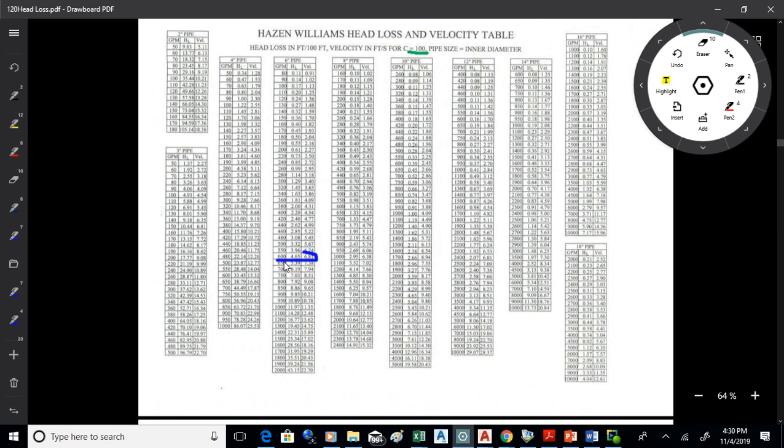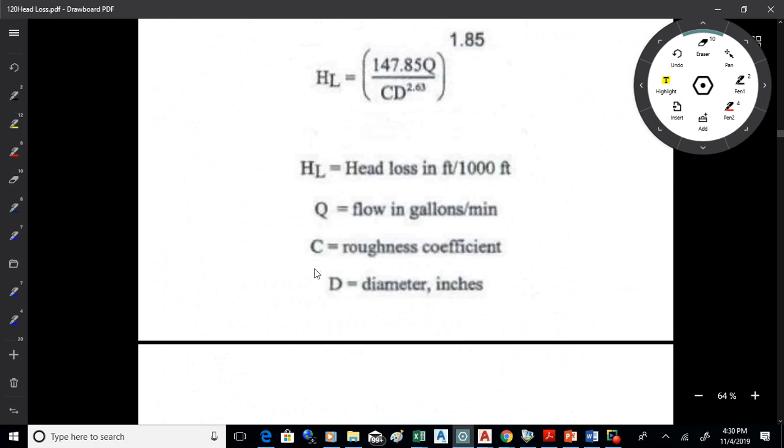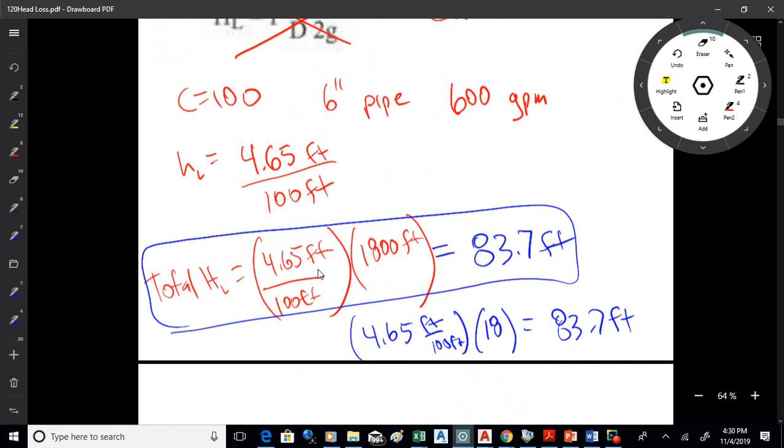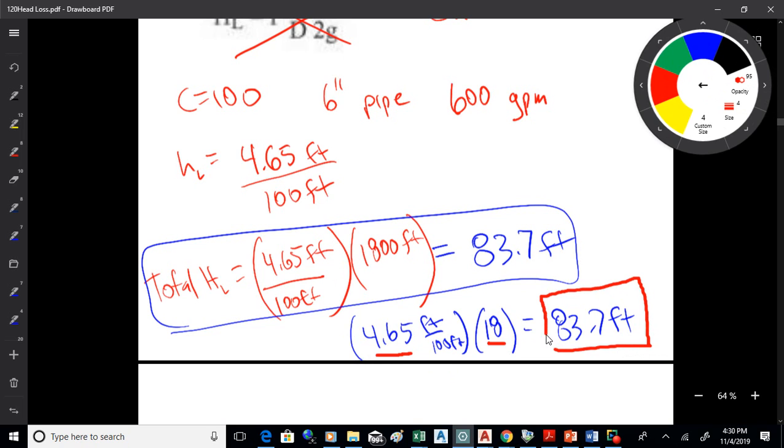Okay, and I'm just going to look up 600 gallons per minute and find the head loss for 6-inch pipe. So 6-inch pipe, 600 gallons per minute, I get 4.65 feet per 100 feet of head loss. And that's what that is. Then I know I have 1,800 feet. So if I have 4.65 feet per 100 feet of head loss, and I've got 1,800 feet, I take 4.65 and I multiply it by 18. This is the head loss per 100 feet. I've got 18 100-foot lengths. I get 83.7 feet. So that's another way to work this out, okay?